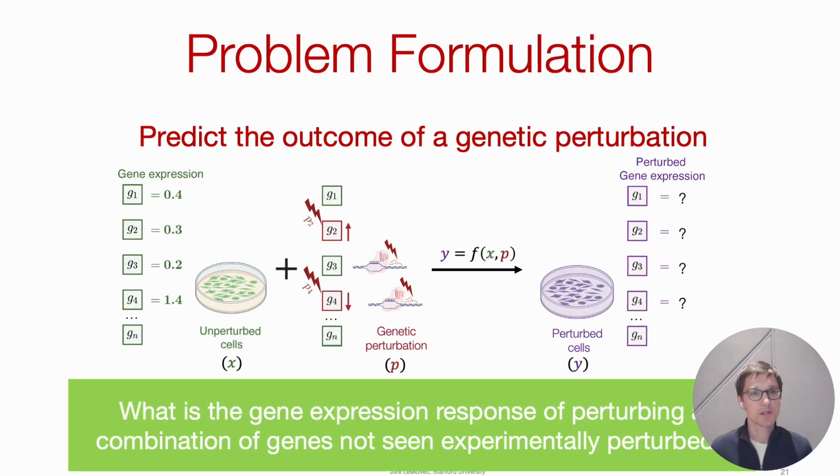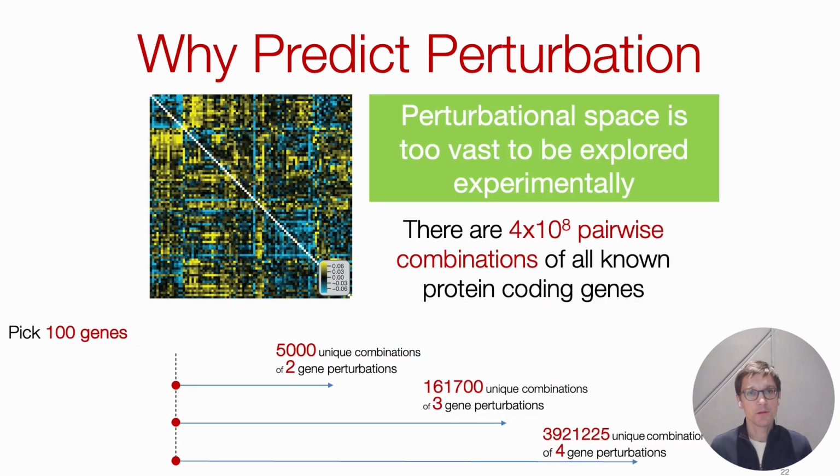So the problem that we want to solve is we want to predict the outcome of genetic perturbations, right? We have a base gene expression level as an input on the left. Somebody selects what genes they want to perturb. Here we are interested in perturbing pairs of genes. And then on the output, we would like to predict the post-perturbational state, so the gene expression levels of the genes after the perturbation. And this is a fundamental problem in biology.